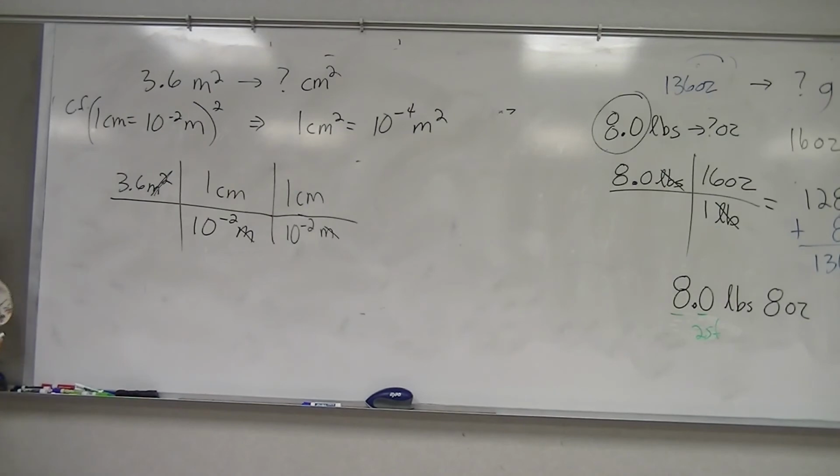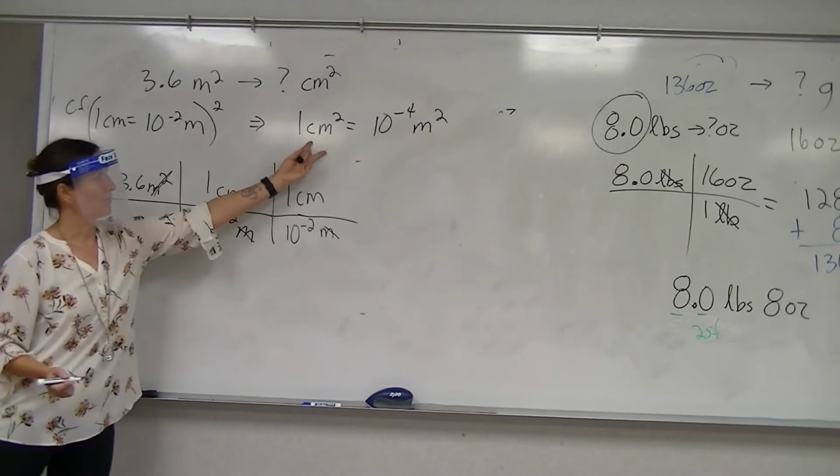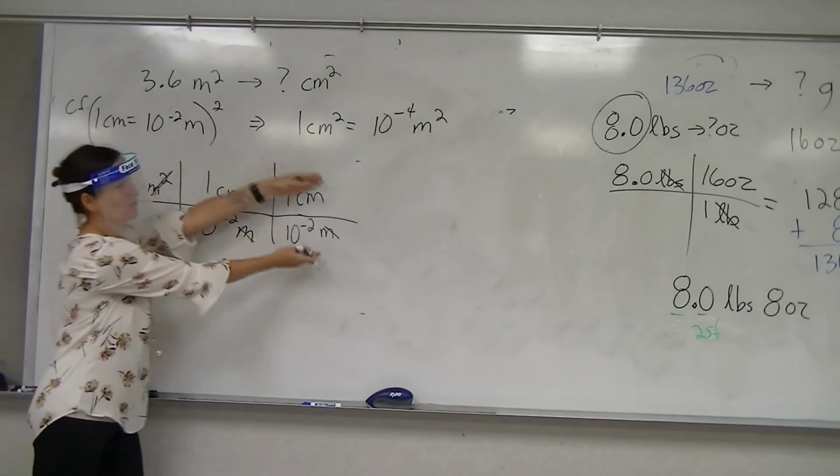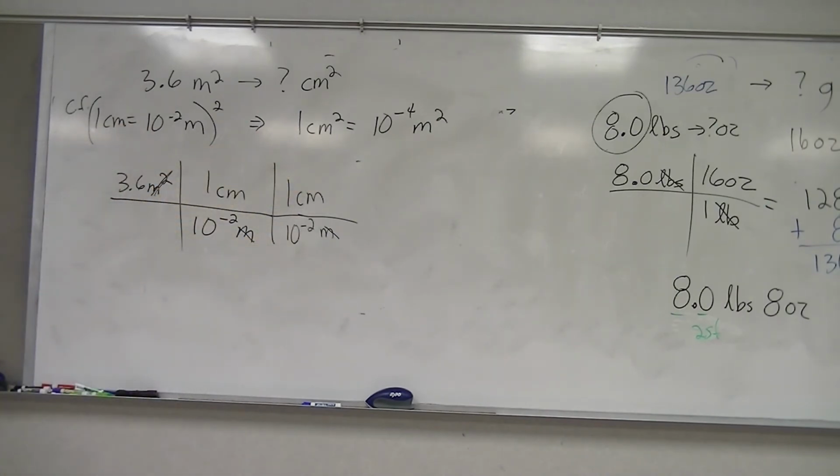So I could have just done a one-step problem and put this here, or I can take the same conversion factor and just write it twice in a row. Okay? I know this one's confusing. We're doing a cubed one actually during lab, so we'll get more practice with this.